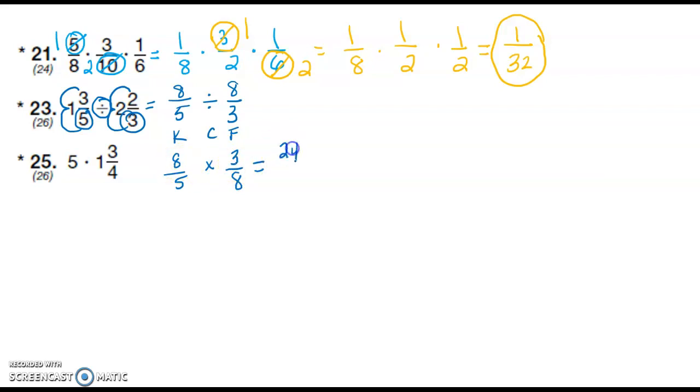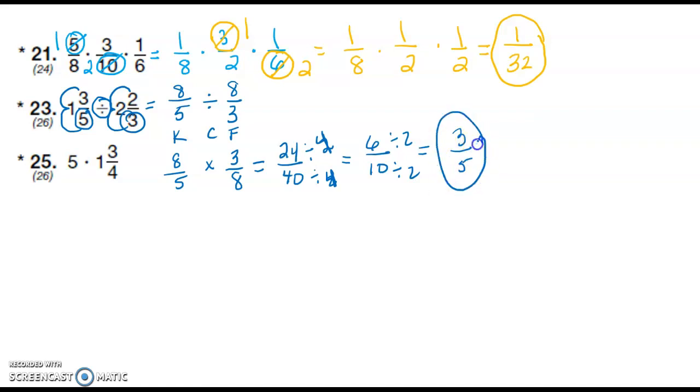8 times 3 is 24. 5 times 8 is 40. I'm going to divide by 2, because I'm not exactly sure what else to divide by. I think 4 probably. Let's do 4. So 24 divided by 4 is 6, and 40 divided by 4 is 10. So let's divide by 2 again, because we can do that. And you can divide as many times as you need. You just need to make sure that your final reduced fraction can no longer be divided by anything. 6 divided by 2 is 3. 10 divided by 2 is 5. And that is my answer.